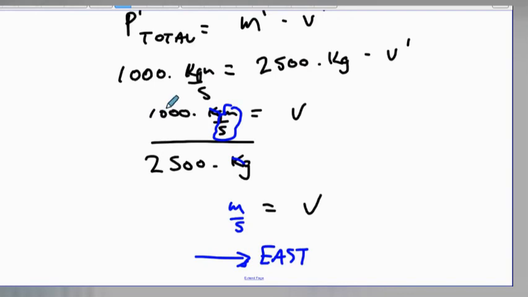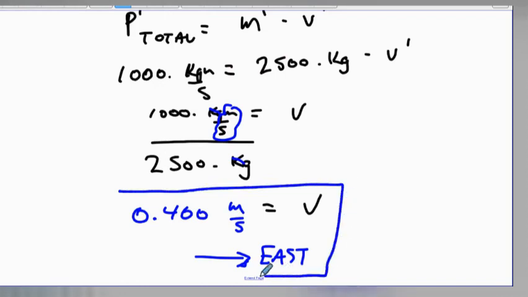What's 1,000 divided by 2,500? That's 0.4. Should I get out my calculator? I think that's 0.4 meters per second. So in the end, when those two collide, they're going to be moving at 0.4 meters per second to the east together.